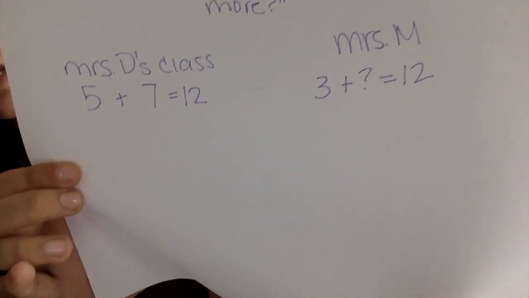This is where I'm going to take the opportunity to ask the kids some critical thinking questions. I'm going to ask them things like, do you think that Miss D's class and Miss M's class are equal? How can we find out? And what equation can we write to represent the missing number? I'm going to expect the class to write 3 plus question mark equals 12, to see if it's equal to Miss D's class.